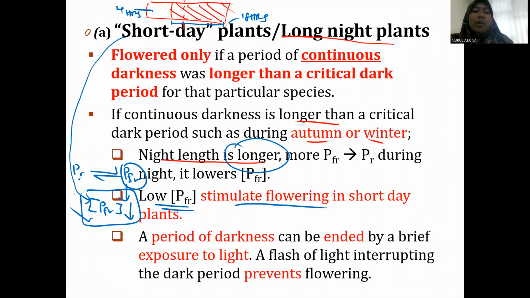Okay, right. So a period of darkness can be ended by a brief exposure to light. So a flash of light interrupts the dark period and thus prevents the plant from flowering. Okay, so maksudnya kalau kita bagi a flash of light over here, the plant will not flower. Right, kenapa? Tempoh gelap dia jadi pendek. Jadi, sikit PFR convert kepada PR. So what happened to your PFR level? Your PFR level is high. So high PFR will inhibit flowering for long night plant.